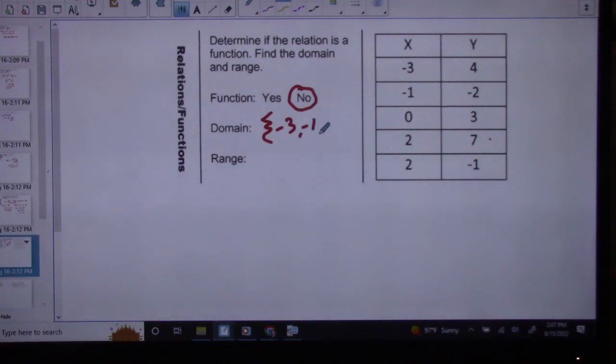-3, -1, 0, 2, 2. That is our domain. What is our range going to be? 4, -2, 3, 7, -1, 3. Nice. And one thing by convention, I heard people say in a different order. By convention, you want to put these all in the same order from least to greatest. It's just by convention. If you put them in different order, doesn't mean it's wrong necessarily. It's just sometimes what looks prettier and more conventional.